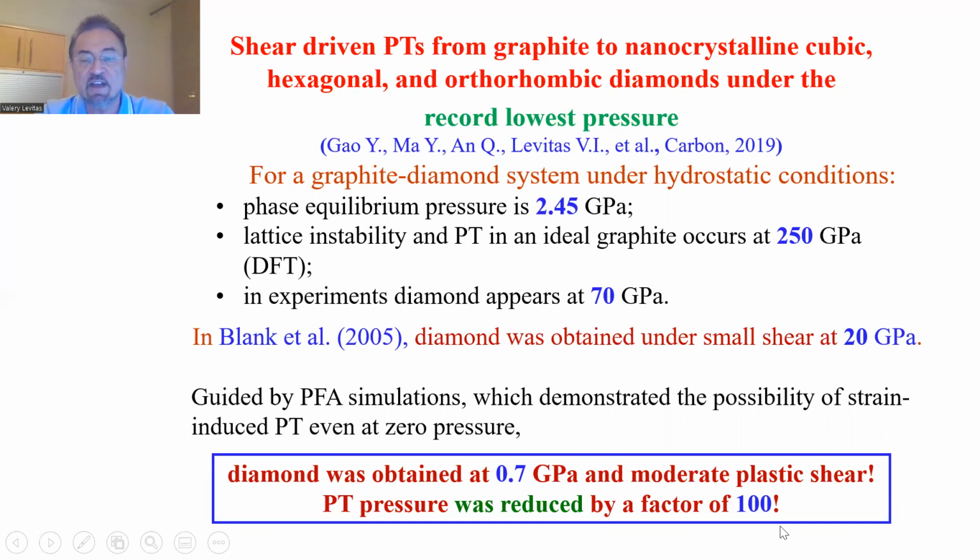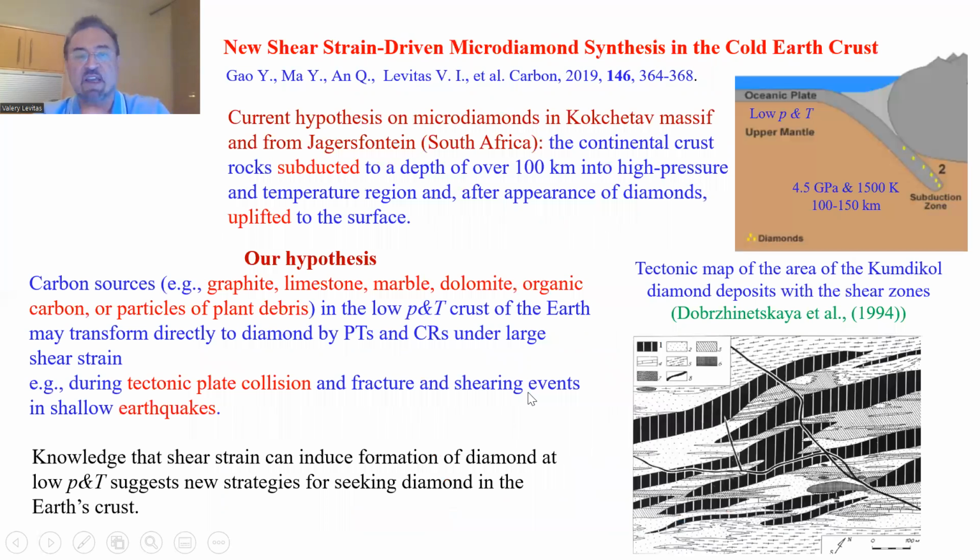This is currently a record of reduction in phase transition pressure. If it can be scaled up, it can result in new strain-induced diamond synthesis technology without temperature, without catalyst, and at low pressure. But also it has implications in geophysics. Diamonds in geophysics were found in the high pressure, high temperature region, but microdiamonds were also found in the low pressure and temperature region in Earth's crust.